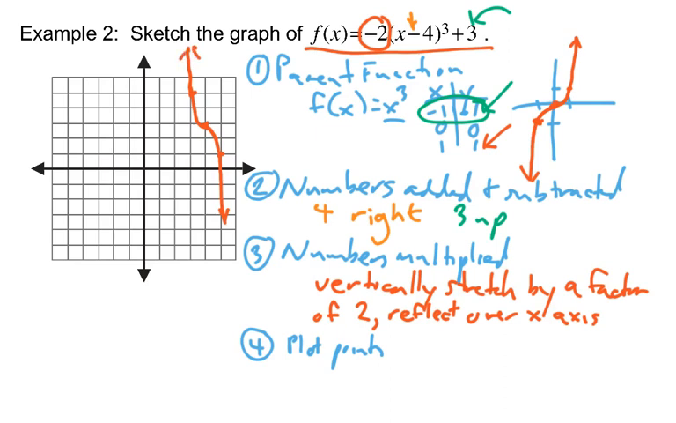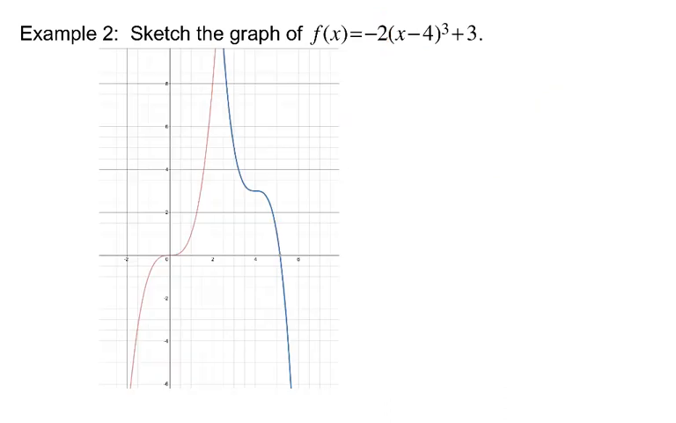Hope that makes sense. Here I've drawn it on Desmos, and this is the original function y equals x cubed, and this is the transformed one. And notice that indeed it is shifted to the right 4 and up 3. It's more stretched vertically, and it is reflected over the x-axis. The red one is going up from left to right, the blue one is going down. Hope that helps.